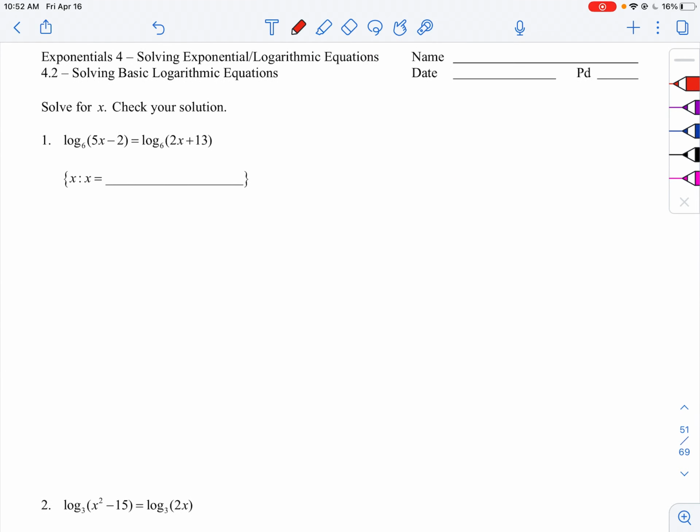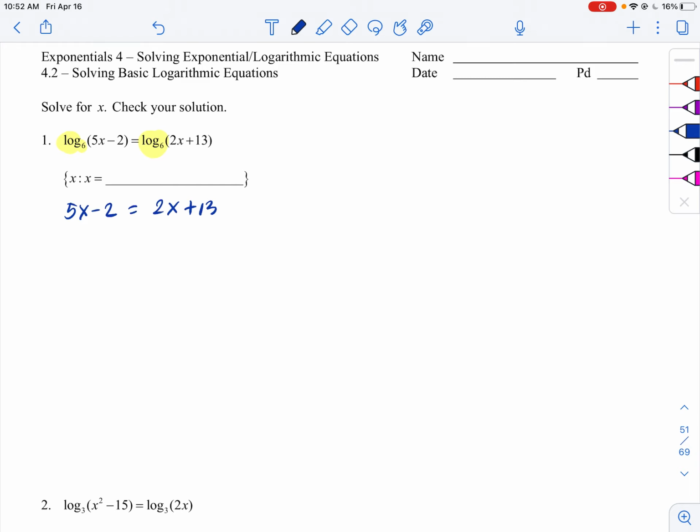Okay, so we have here log base 6 of 5x minus 2 equals log base 6 of 2x plus 13. So let me take a look first. Do they have the same base? It looks like we have log base 6 on the left, and we also have the same log base 6 on the other side. So our property says we can make x equal to y. In this case, I'm going to do 5x minus 2 equals 2x plus 13, and I'm going to solve for the value of x.